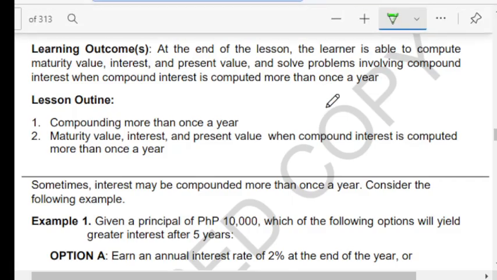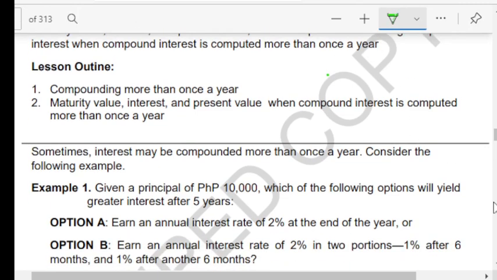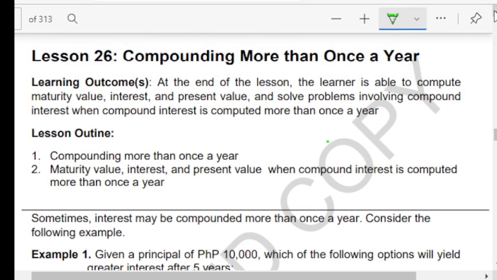So we have here a lesson about compounding more than once a year. The learning outcome is that at the end of the lesson, the learner is able to compute maturity value, interest, and present value, and solve problems involving compound interest when compound interest is computed more than once a year.